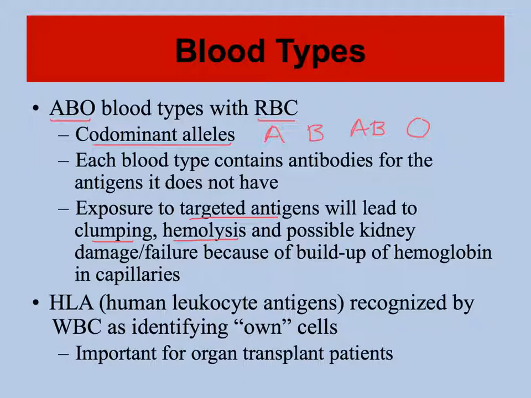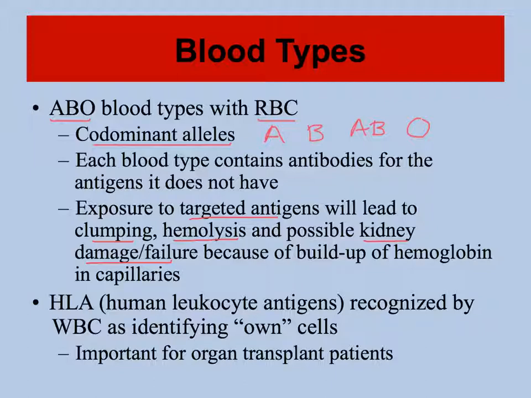And then you're going to have all of this free hemoglobin floating around in the bloodstream, which unfortunately can go down and lodge in the kidneys and the capillaries of the kidneys, causing damage or possible kidney failure. So it is bad news to get a blood transfusion from a type that is not your own. This is why blood typing is something that is done before anybody gets blood.